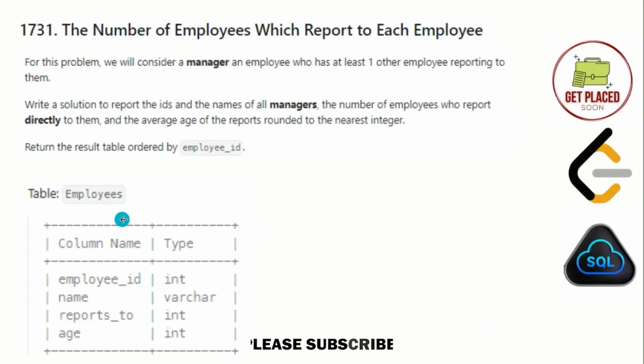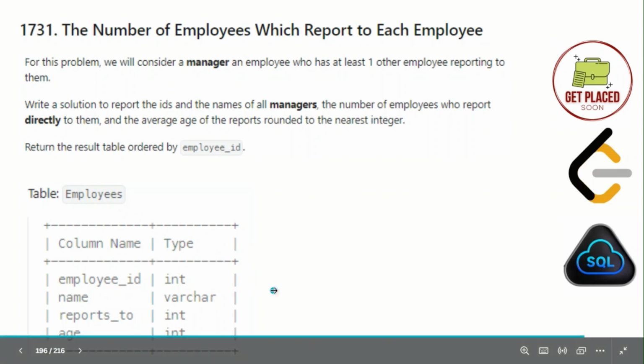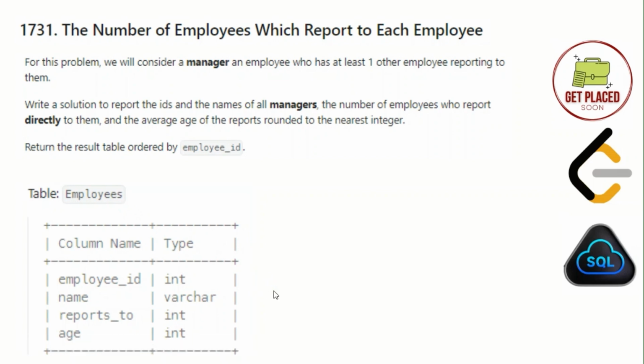Here we have the employees table, with employee ID, employee name, reports to, which means which employee this employee is reporting to, and the age. We are supposed to write a solution to report the IDs and names of all managers, the number of employees who report directly to them, and also the average age of the reports rounded to the nearest integer. The result should be in ascending order of employee ID.